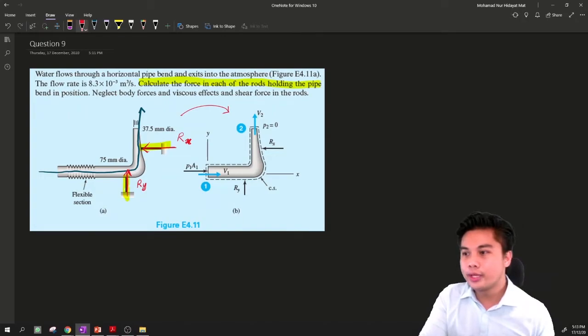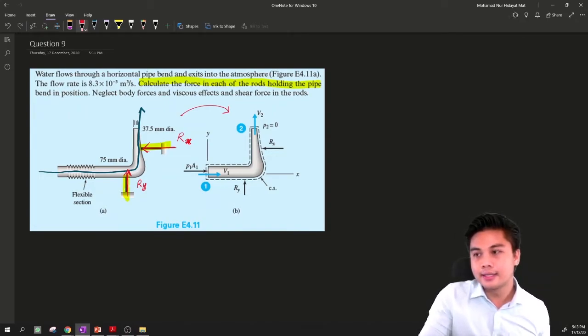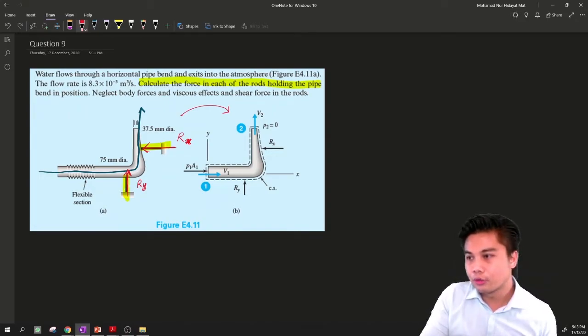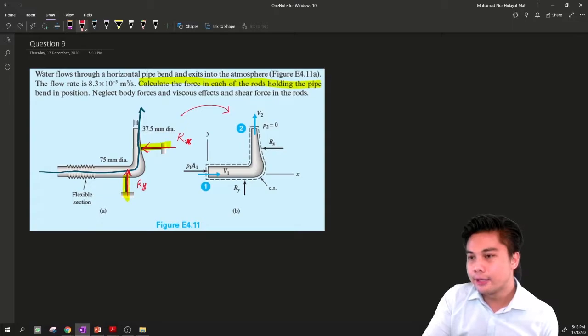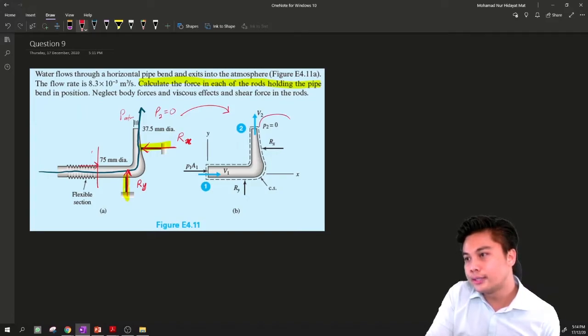From here, we need to specify the control volume. So this is our control volume. In the control volume, if we cut across this section, definitely we have the hydrostatic pressure acting at this position. Since this one is exposed to atmospheric pressure, P at point 2 is equal to 0. You can see here.